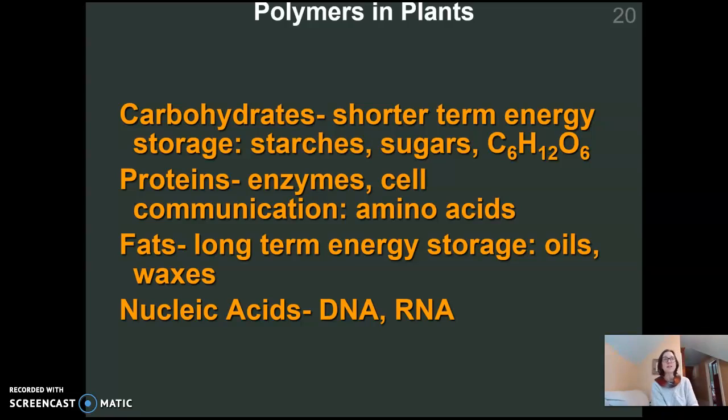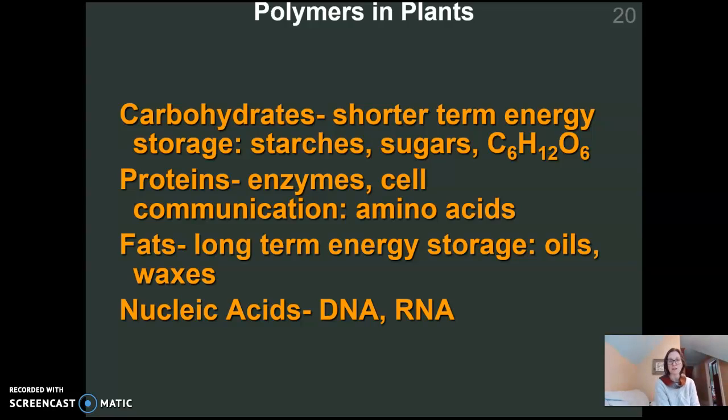Now within a plant, when we look at what elements we find, the most common elements we find are carbon, hydrogen, oxygen, nitrogen, phosphorus, sulfur, potassium. So those are some of the big ones. We put them together in different compounds, and these larger compound molecules are called polymers. We see carbohydrates, proteins, fats, and nucleic acids as classes of polymers that are common in living things.